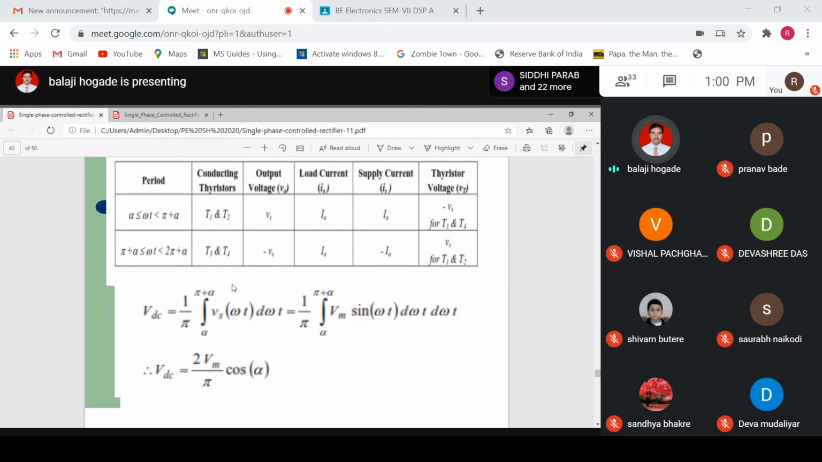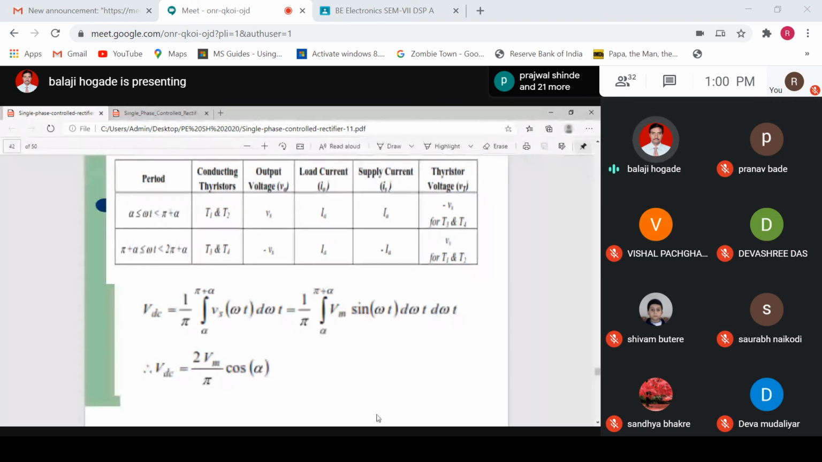अगर डिसकंटिन्यूस करंट रहता तो अल्फा टू पाई प्लस बीटा था, राइट। कंटिन्यूस में अल्फा टू पाई प्लस अल्फा रहेगा, Vs और Vm sin omega t d omega t। Vs is the source voltage. Source voltage क्या है? Vm sin omega t d omega t. And if you simplify these, you will get this voltage. Vdc is equal to 2Vm by pi into cos alpha. This is the average output voltage for the single phase full wave fully controlled bridge configuration with RL load.